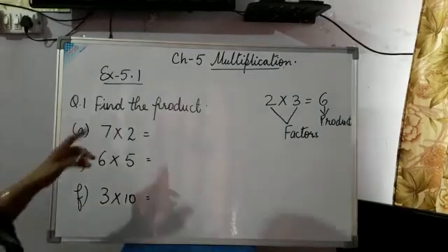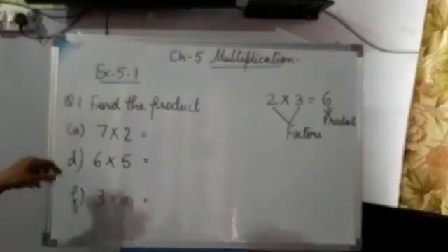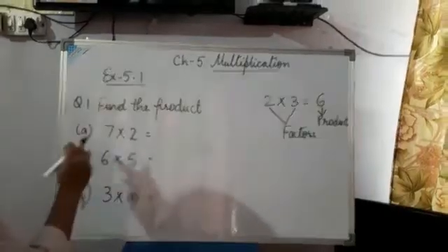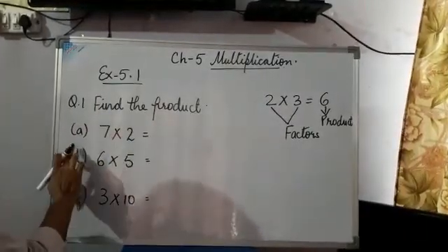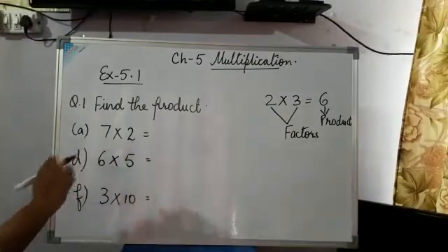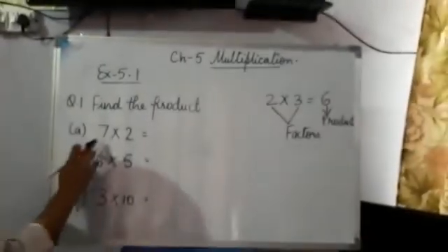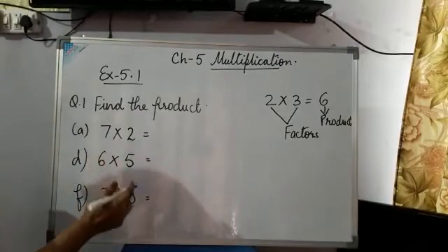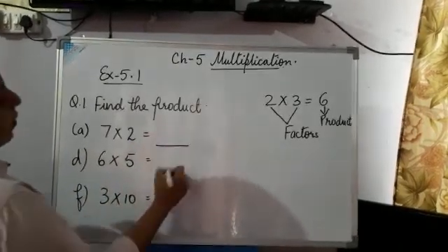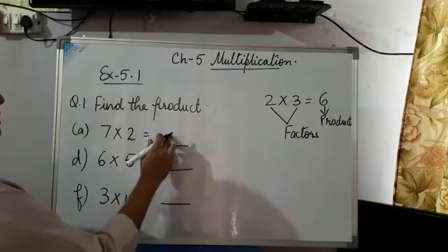So, let's start our chapter's first exercise, that is exercise 5.1. Question 1 says find the product. In this first question, they are telling us to find the product. Question 1, part a says 7 multiplied with 2. That means 7 twos are, when 7 is multiplied with 2, what is the product you get? What is the answer you get?